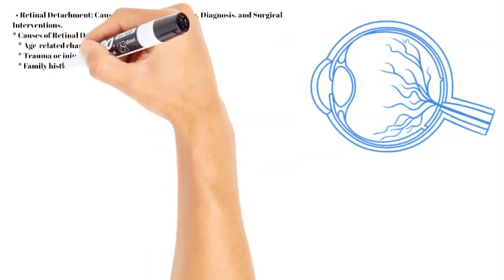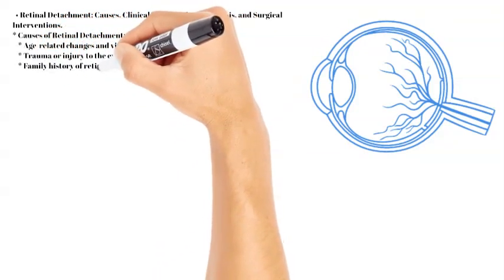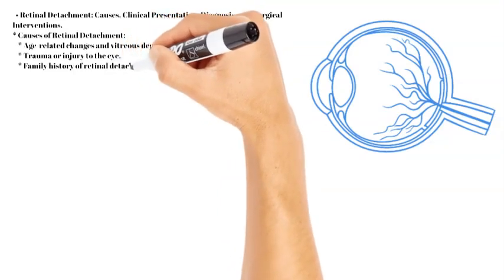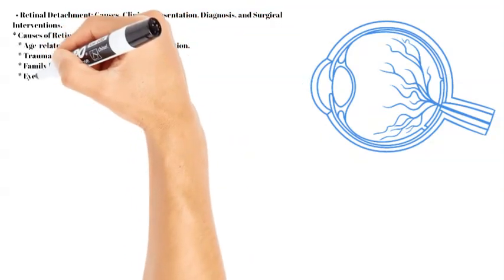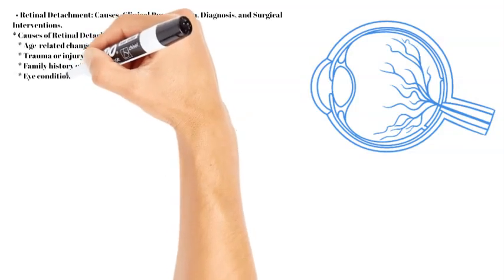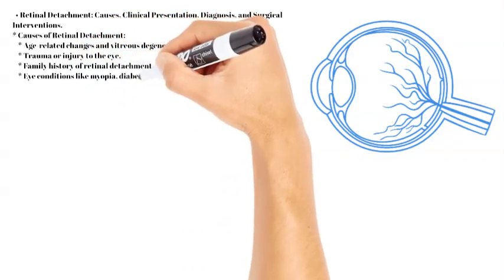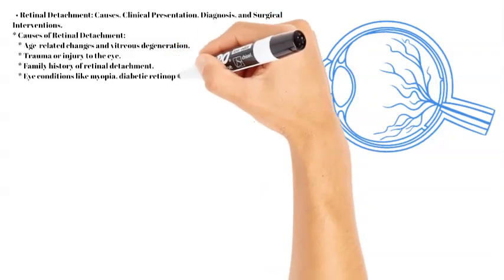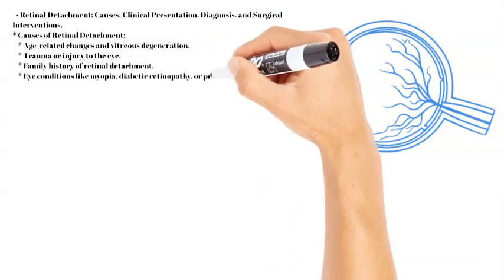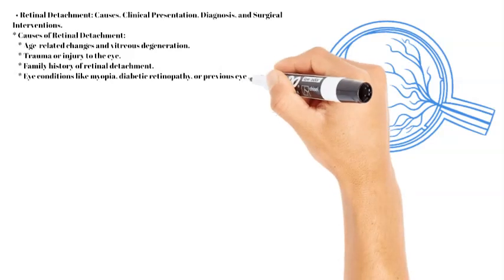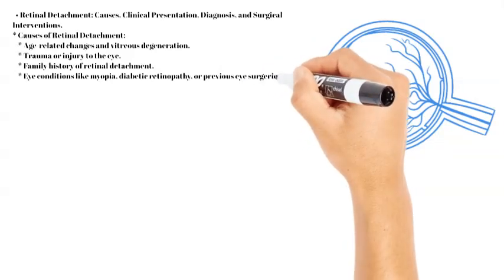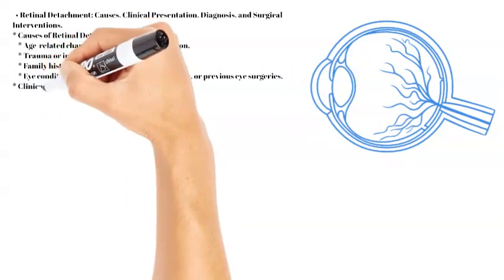Clinical presentation of retinal detachment. Recognizing the clinical presentation of retinal detachment is crucial for timely intervention. The following signs and symptoms may be observed. Sudden onset of floaters, which are small spots or cobweb-like shapes that appear in the visual field. Flashes of light, or photopsia, described as seeing brief bursts of light or flashes.